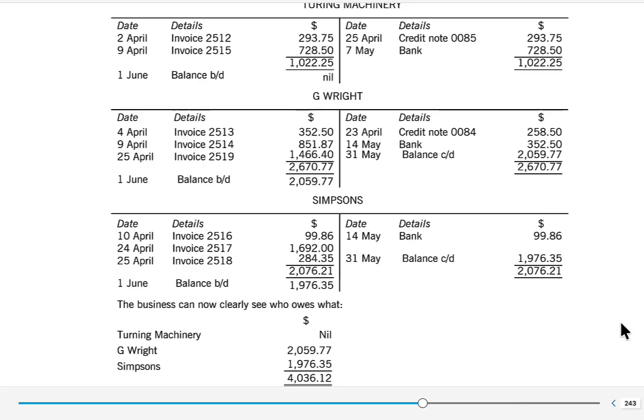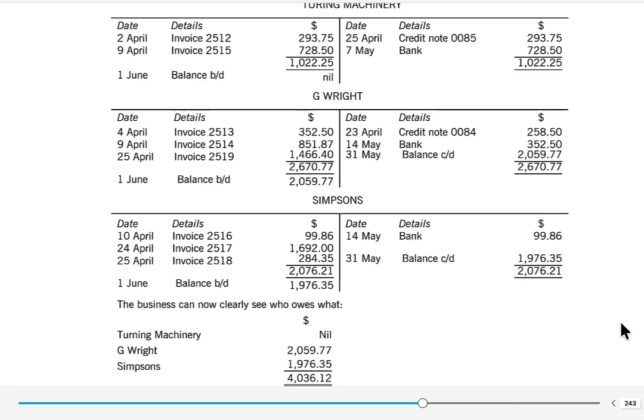Customer 3, Simpson's. Debits, meaning invoices raised. Invoice 2516 for 99.86. Invoice 2517 for 1,692.00. Invoice 2518 for 284.35. Total debits are 2,076.21. Credits, meaning reductions. Bank payment for 99.86. So the remaining balance is 1,976.35, meaning Simpson still owes 1,976.35.